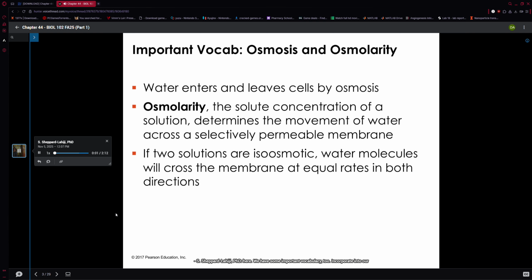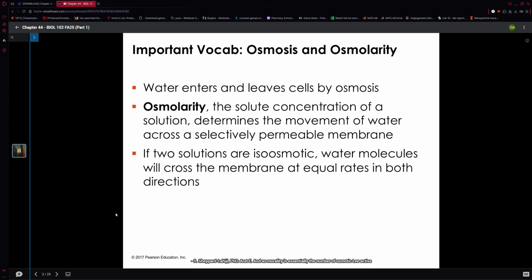Here we have some important vocabulary to incorporate into our discussion now. And whenever you're looking at a particular image as we progress forward, think about how these vocabulary terms can be incorporated there as well. So the major terms are osmosis and osmolarity. And water's movement across the semipermeable membrane is osmosis. So water enters and leaves cells through this mechanism.